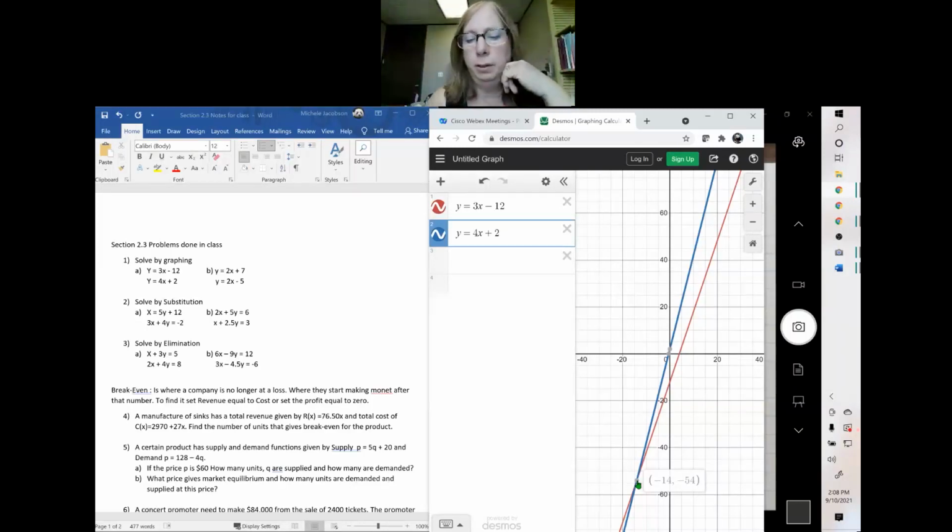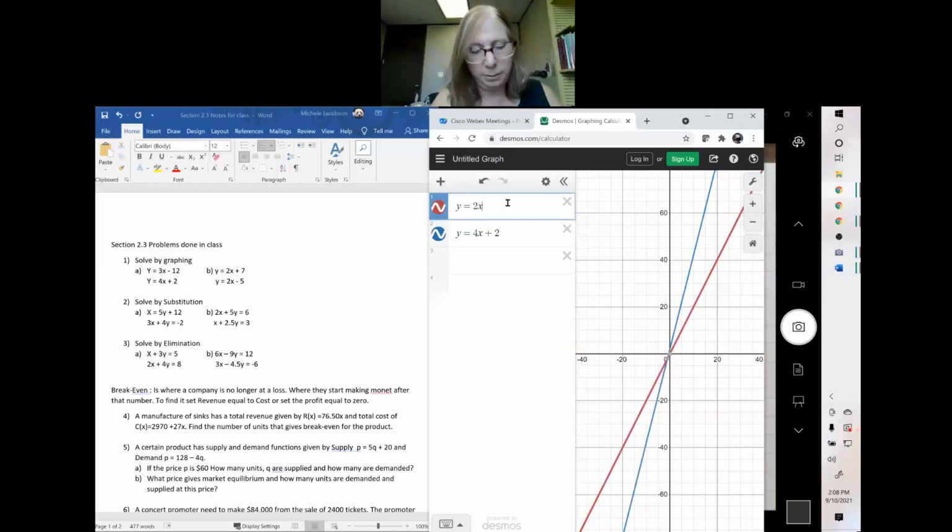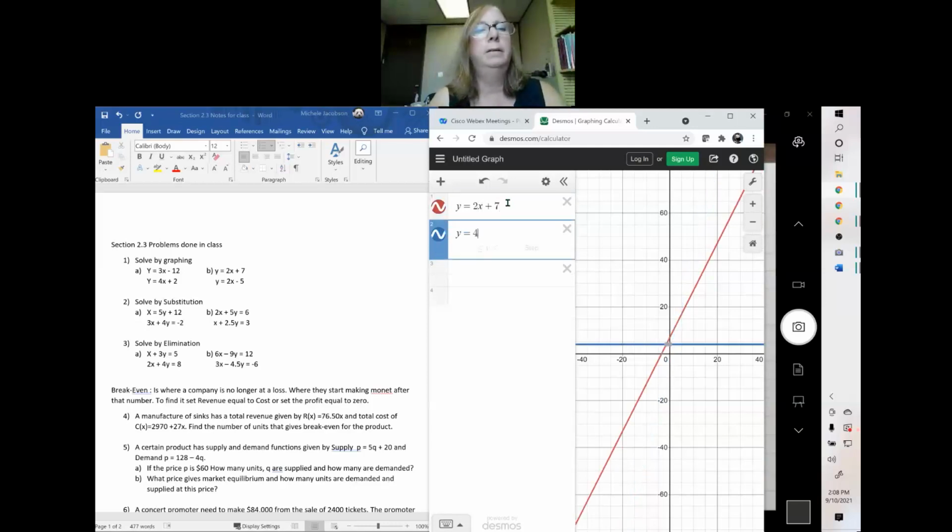Any questions on this one? So if this was on a take home, then you would either take a picture of this or download it. You can share it. You can send it to yourself and then attach it. Let's try the next one. So part 1b, y equals 2x plus 7 and y equals 2x minus 5.